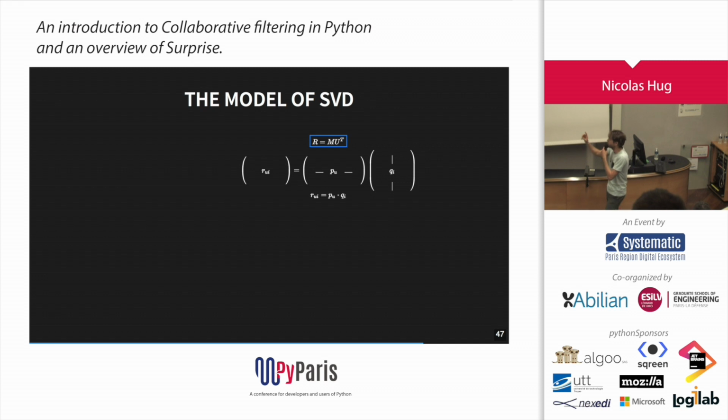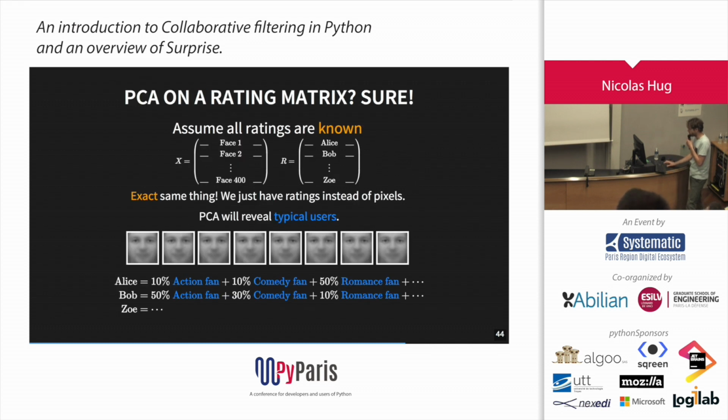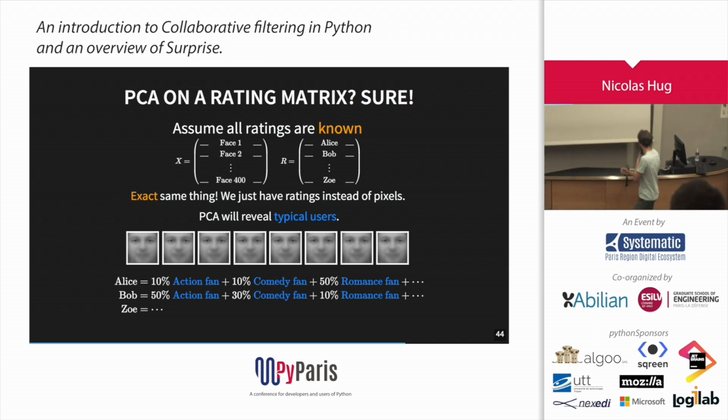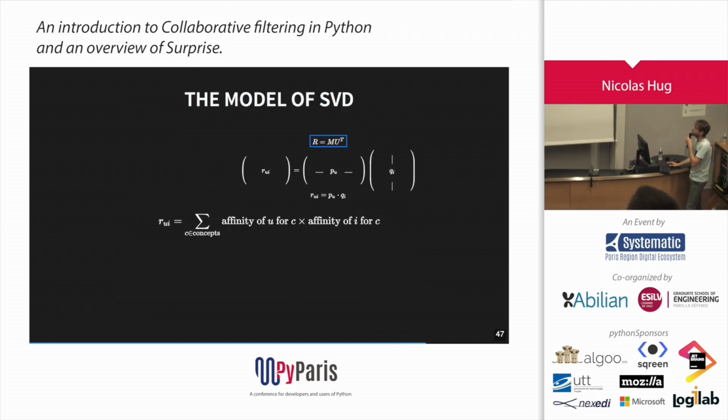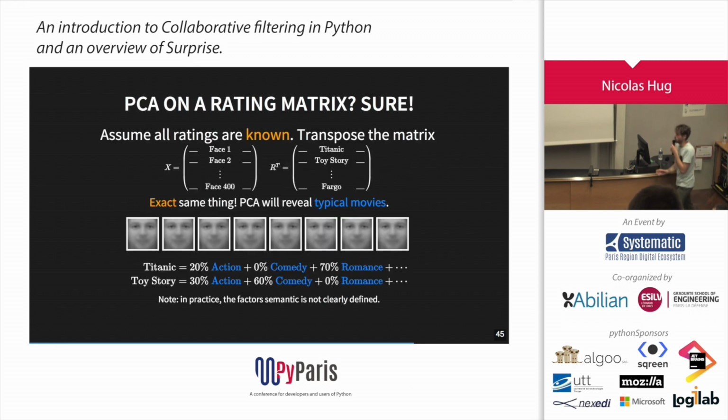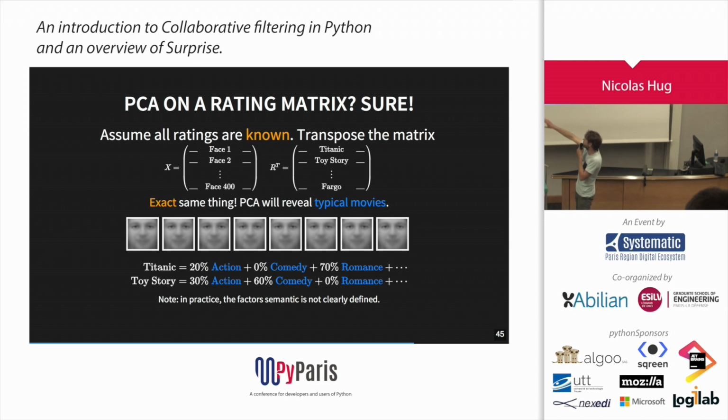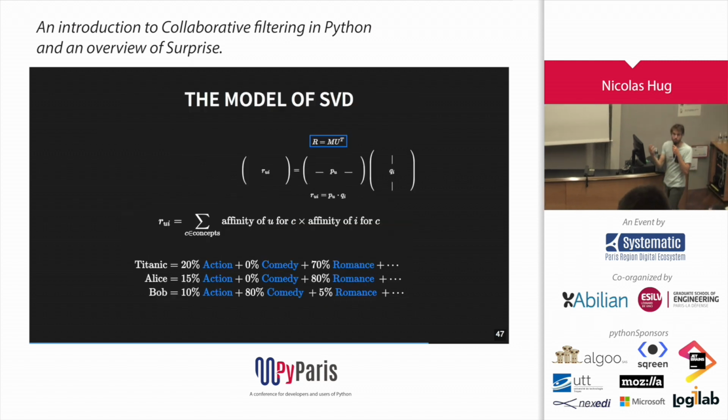of two vectors. The first vector that we'll call PU is just a vector representing the user U, okay? So PU in the case of our users is just a vector containing 10%, 10%, 50%, etc., etc., okay? And the vector QI here, PU times QI, the vector QI is the same but for the items. So QI for Titanic will be 20%, 0%, 70%, etc., etc. And the rating of user U for item I will just be a sum of concepts. These concepts being action movies, romance movies, comedy, etc. And it will capture the affinity of Alice for these concepts times the affinity of Titanic for these concepts.